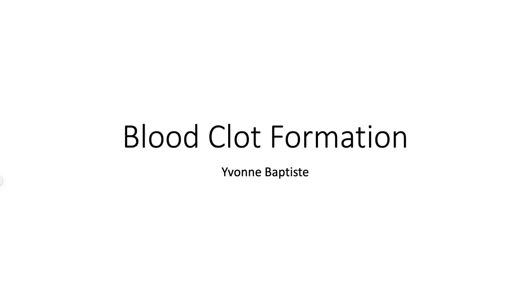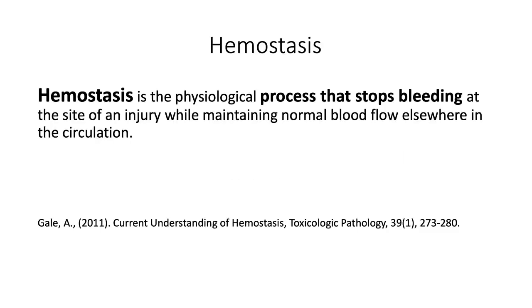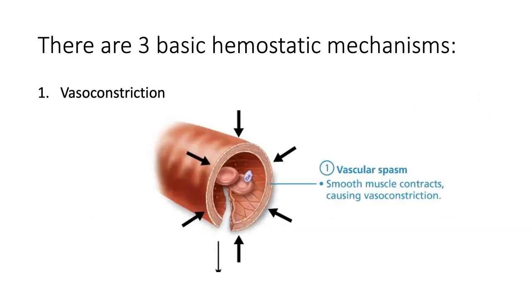A blood clot is a hemostatic mechanism. A hemostatic mechanism, or hemostasis, is a process that stops bleeding. You can even hear it in the word, the prefix hemo pertaining to blood, and stasis pertaining to stability or stopping bleeding. There are three major hemostatic mechanisms.